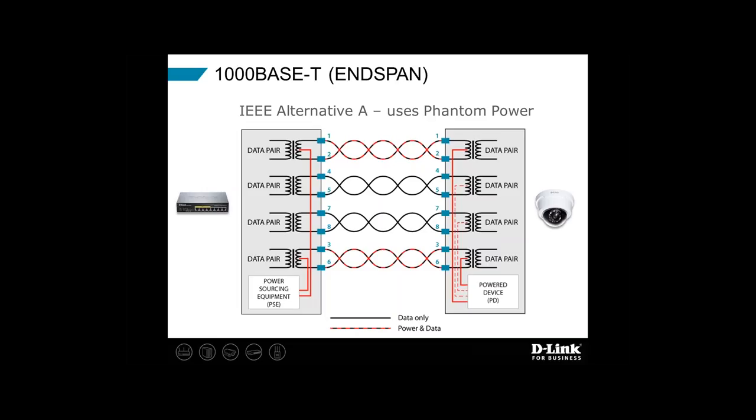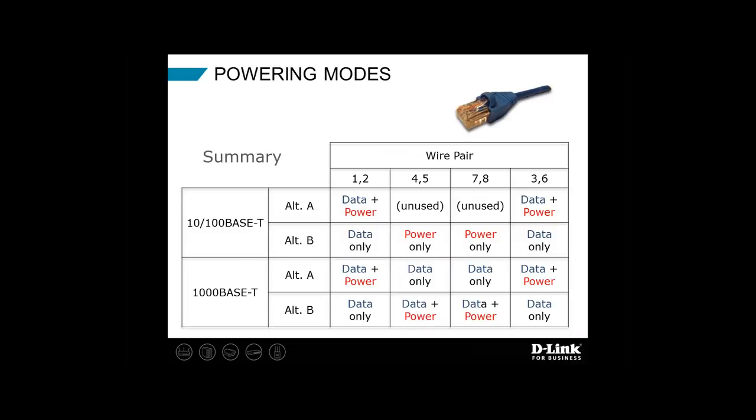So I know that's a little bit complicated. I added this summary table here just in case for future reference. It's something that you may need to know. This shows what we just reviewed on the previous slides, showing in a 10/100 network and in a gigabit network, for both alternative A and alternative B, what's on the different wire pairs. Data only, data and power, or power only.